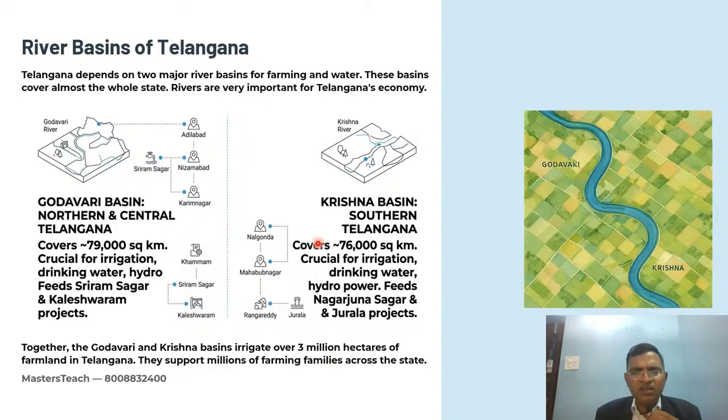Whereas the Krishna Basin is in southern Telangana. It covers 76,000 square kilometers. It is important for drinking water and hydropower. It feeds Nagarjuna Sagar, then Jurala projects. So this covers Nalgonda, Mahbubnagar, Rangareddy. Whether it is the Godavari or the Krishna, they help irrigate almost 3 million hectares of farmland in Telangana, supporting farming as well as the whole state.